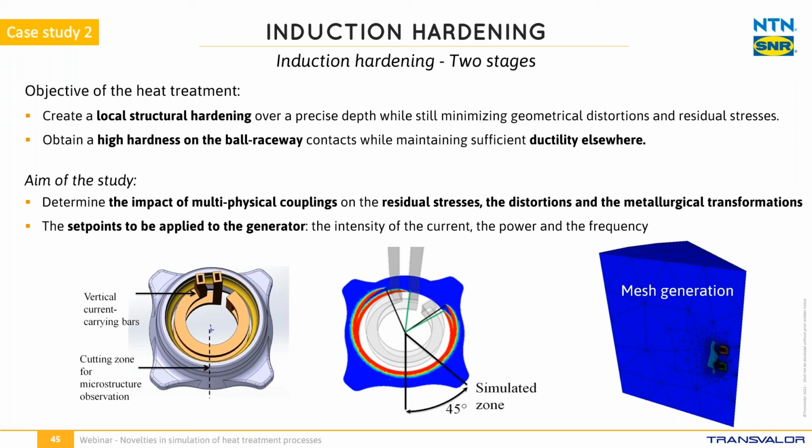The aim of this case study is to determine the impact of the multiphysical coupling on the temperature, the residual stresses, and distortion. Another objective is to determine the set point to be applied to the generator, such as the intensity of the current, the power, and the frequency. The simulation is made on a slice of 45 degrees. Here we see the mesh on which the electromagnetic simulation has been solved.